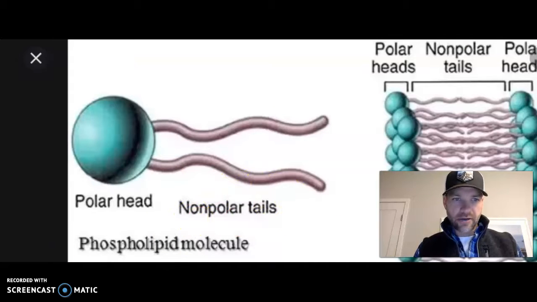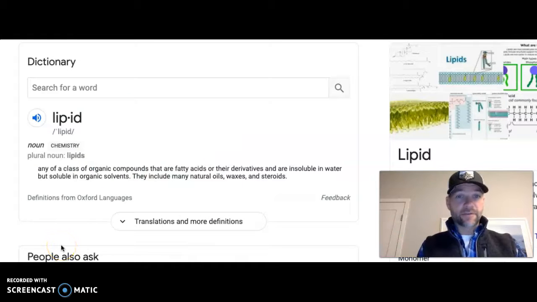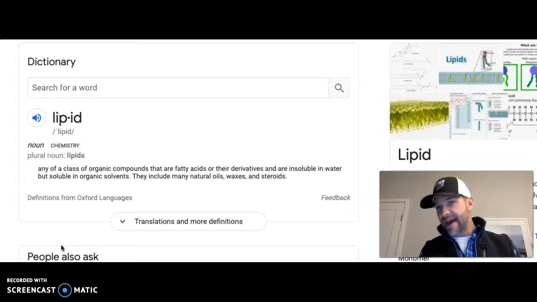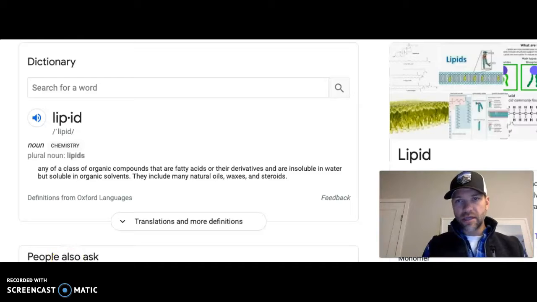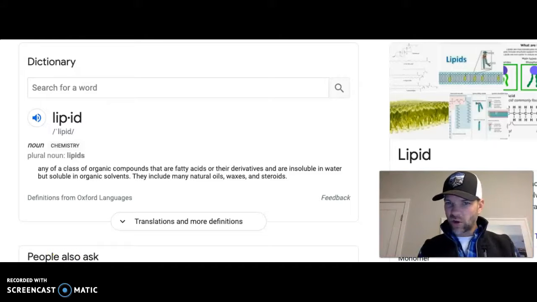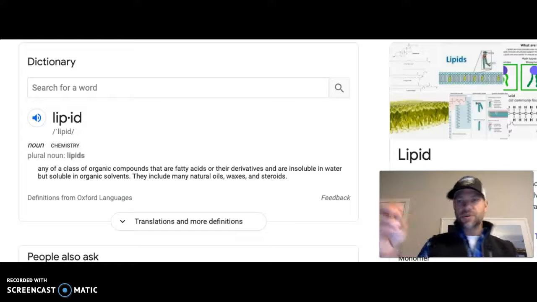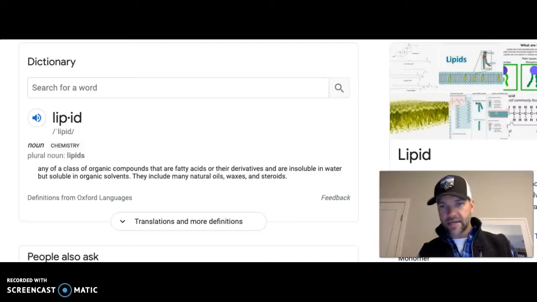Now, lipid. Let me tell you what a lipid is. Any class of organic compounds that are fatty acids, or their derivatives, and are insoluble in water. They're like a fat. And if they have kinks in their tails, they can be more like an oil. But what do you know about oils and fats? If you put oil in water, they don't really mix, and that's because oil is non-polar, which we just talked about.